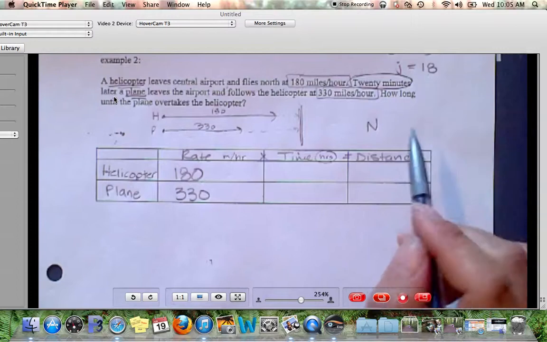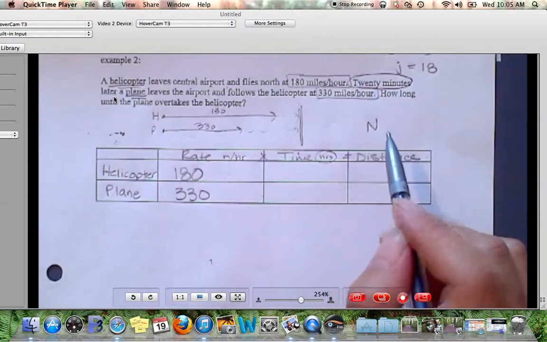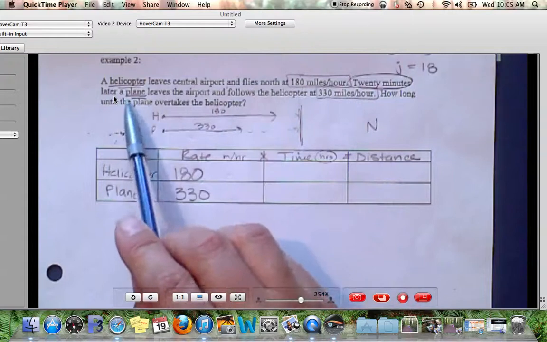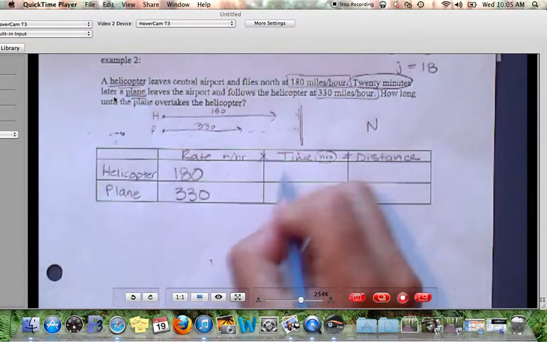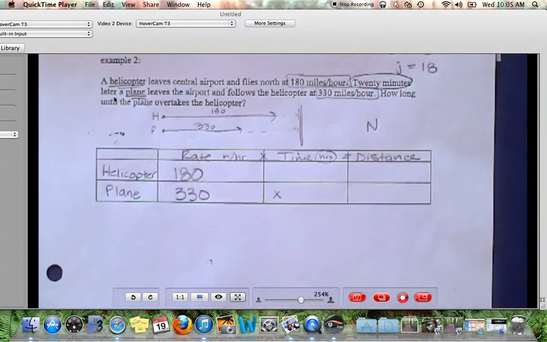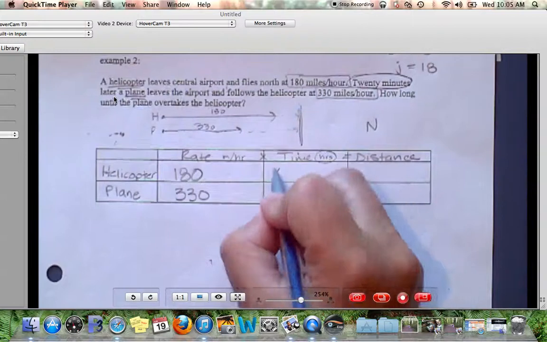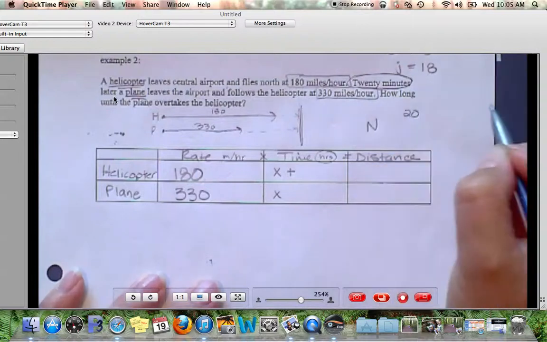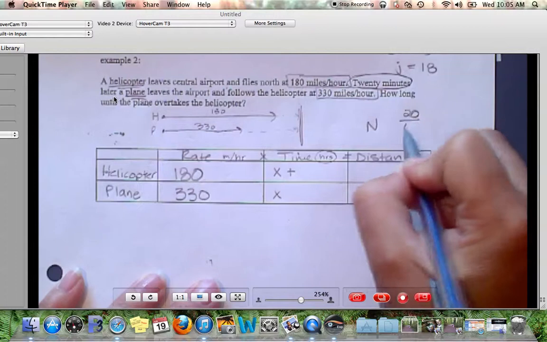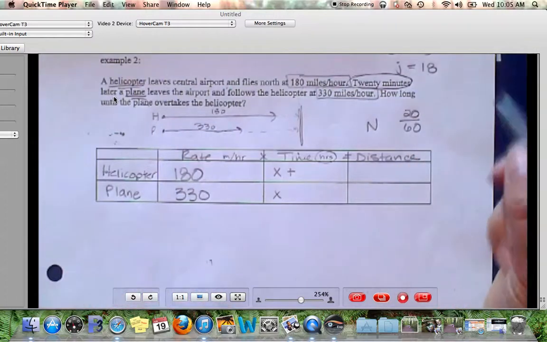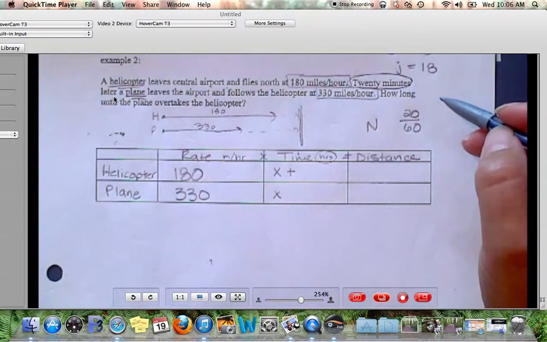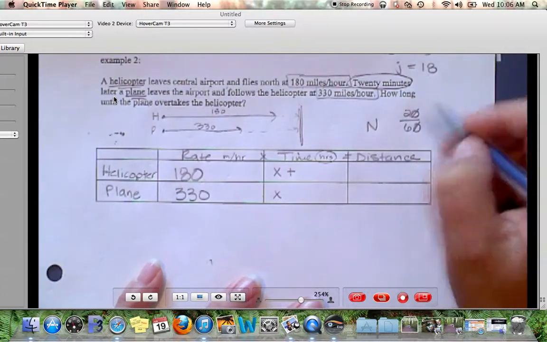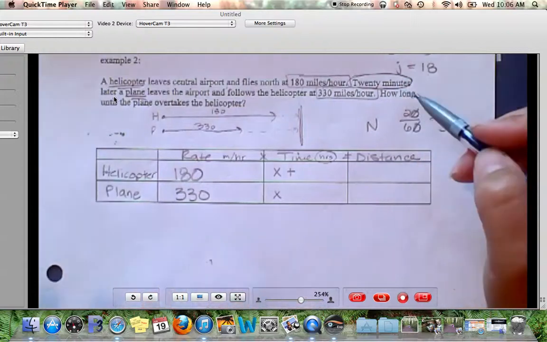The second thing we need to consider is who has the least amount of time. So what I do is usually the object that leaves later has the least amount of time, because they leave 20 minutes later, they have less time. I call that one x because they have less time. Then the helicopter we know has more time because it leaves 20 minutes earlier. But we have to convert that 20 minutes to hours. So 20 minutes out of 60 total minutes in a single hour, we have to figure out what fraction of an hour that actually is. We can cancel the zeros, and 2 over 6 reduces to 1/3. So 20 minutes is 1/3 of an hour.